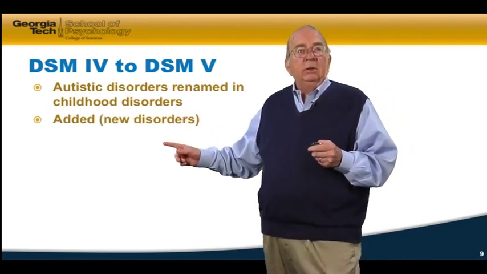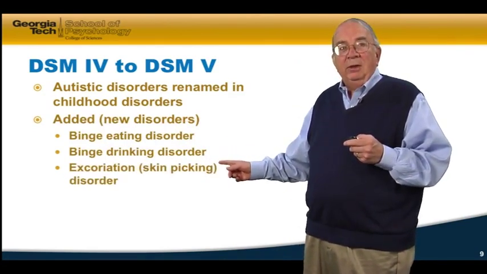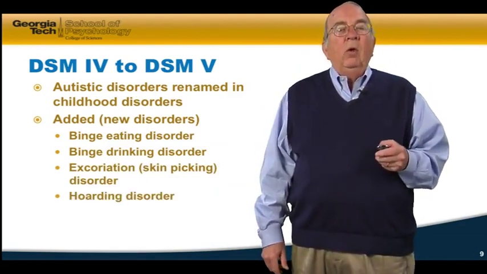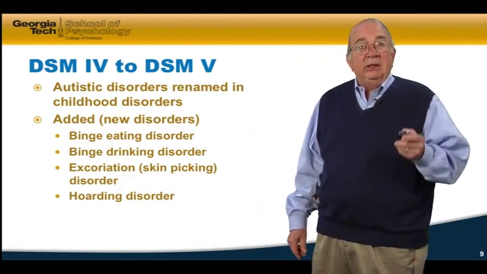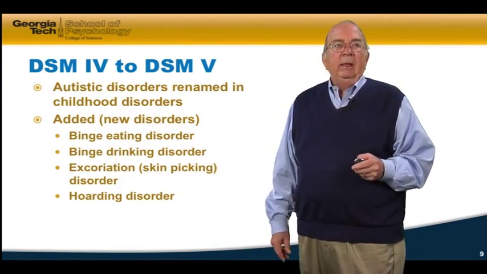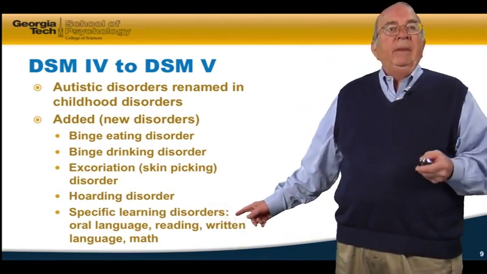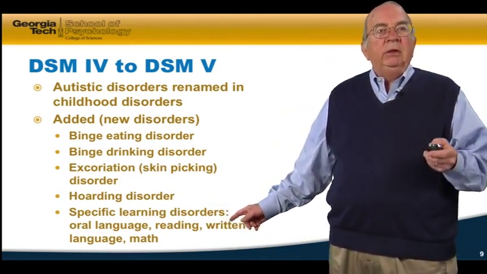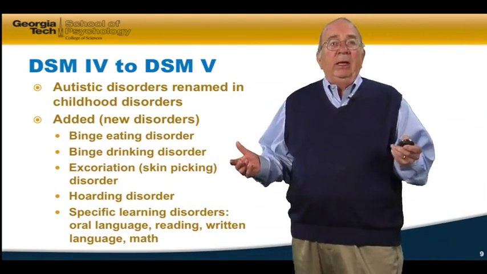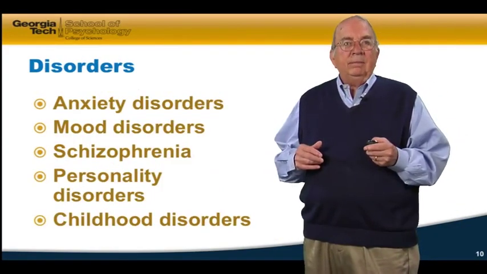They added some new disorders. There's now a binge eating disorder, a binge drinking disorder, excoriation, which is a skin picking disorder, and hoarding disorder. There's actually a television show on people that hoard, people that collect things and won't throw anything away. And there are now specific learning disorders. Rather than just saying learning disability, we have specific ones for oral language, for reading, for written language, and for math. So there's a category now of learning disorders. Those are the big changes in DSM-5.